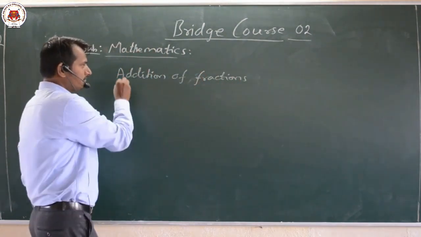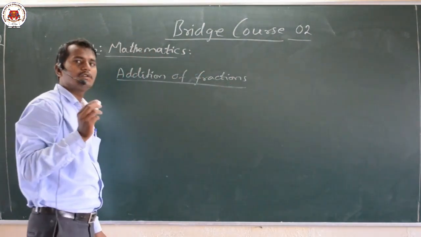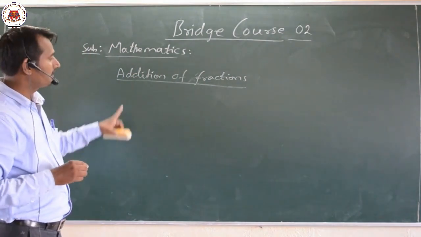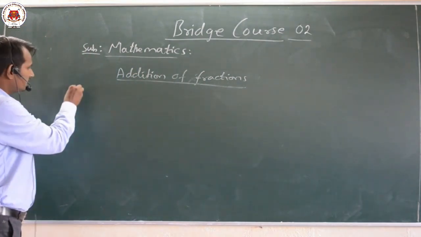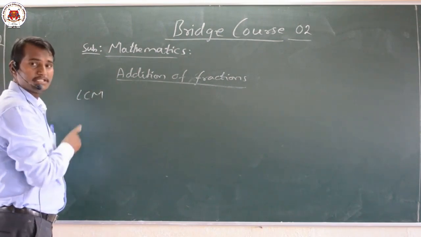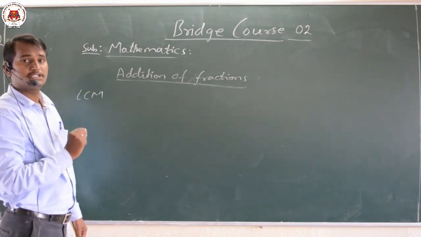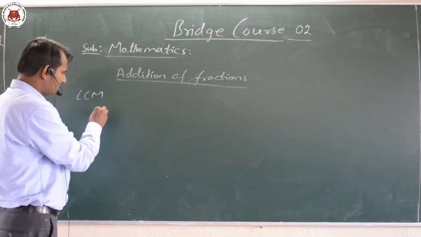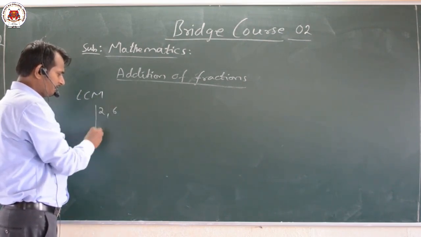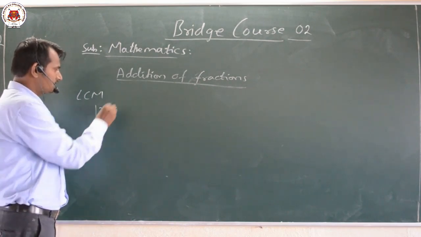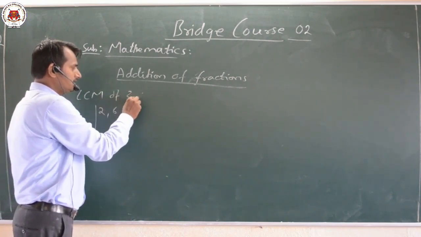Before adding, we should know how to find the LCM. So before addition of two fractions, let us move on to the topic called LCM. LCM means least common multiple. For example, the LCM of 2 and 6. How do we solve it?